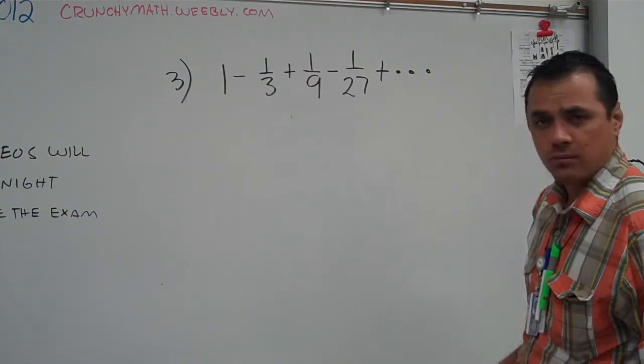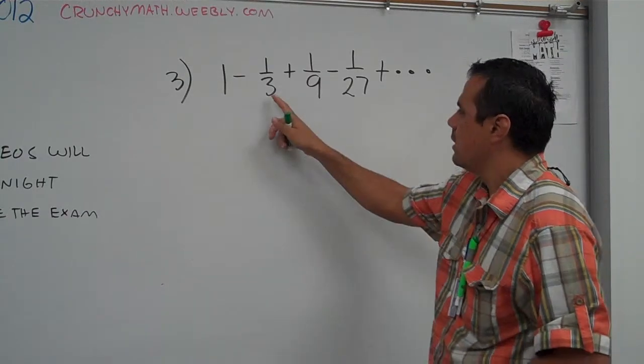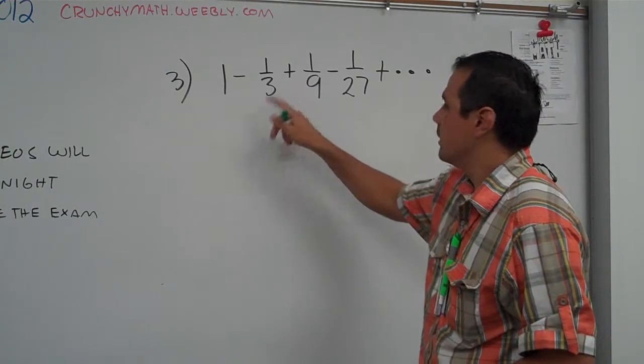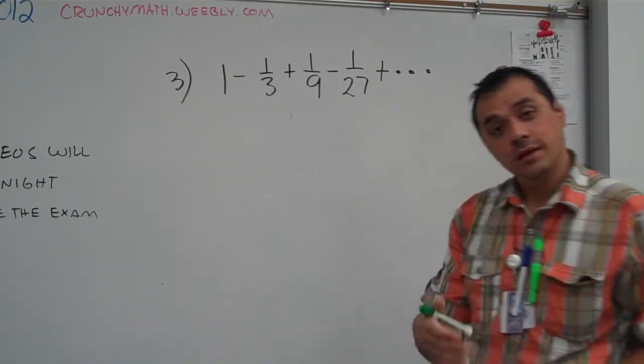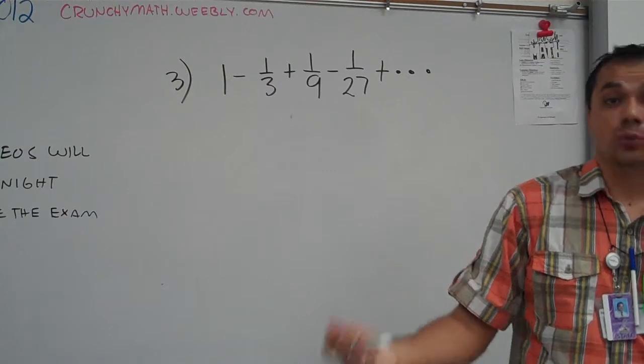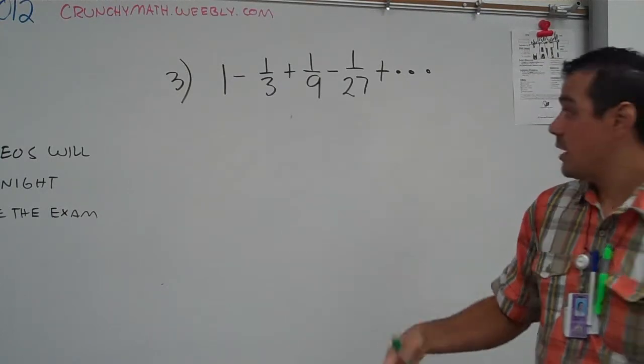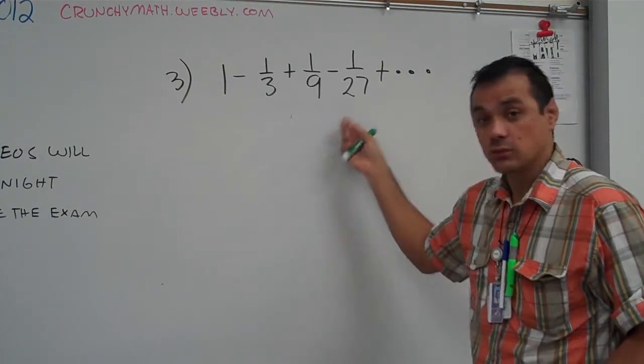So I'm thinking, oh, maybe this is geometric. So let me check. Remember, how to check if it's geometric is you divide the second by the first, the third by the second, and so on and so forth. And if you get the same number, then that's your common ratio, or R. Once we know that, then we can go ahead and find the sum. So let's go through with this.